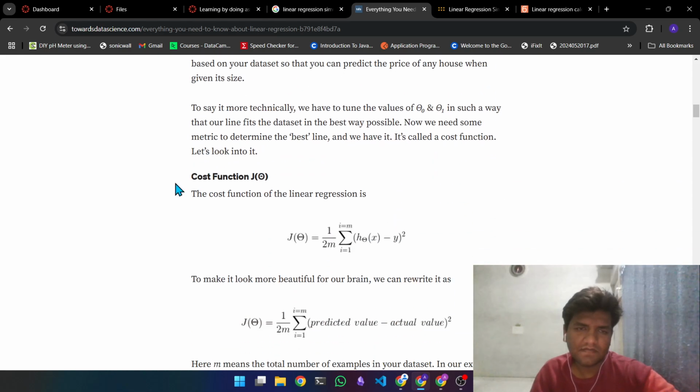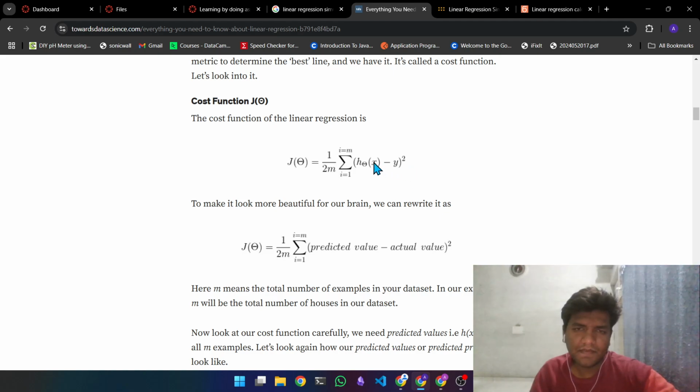Now we have something called cost function. The cost function is the error between our predicted value and the actual value.